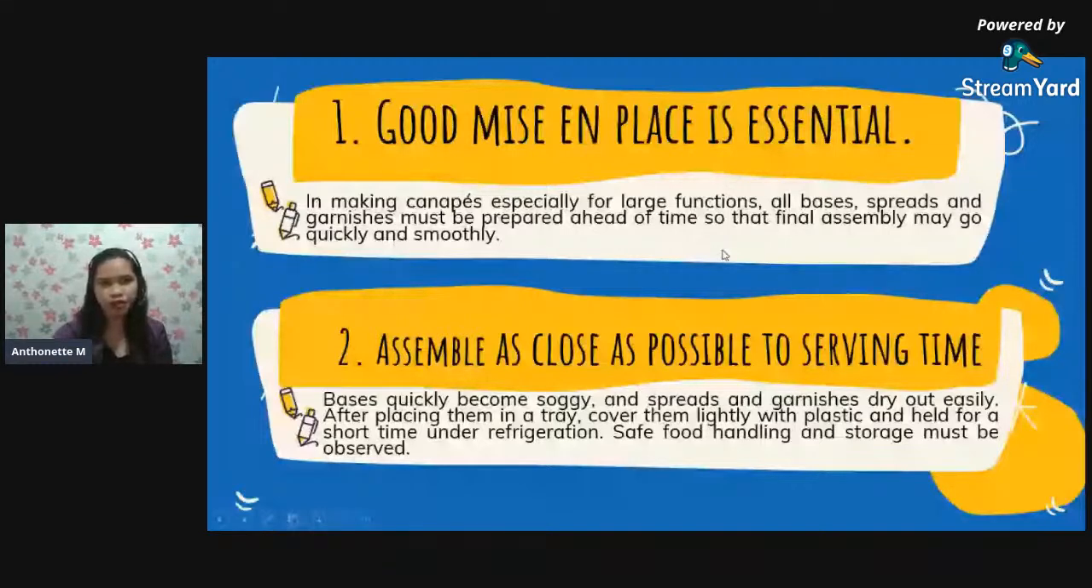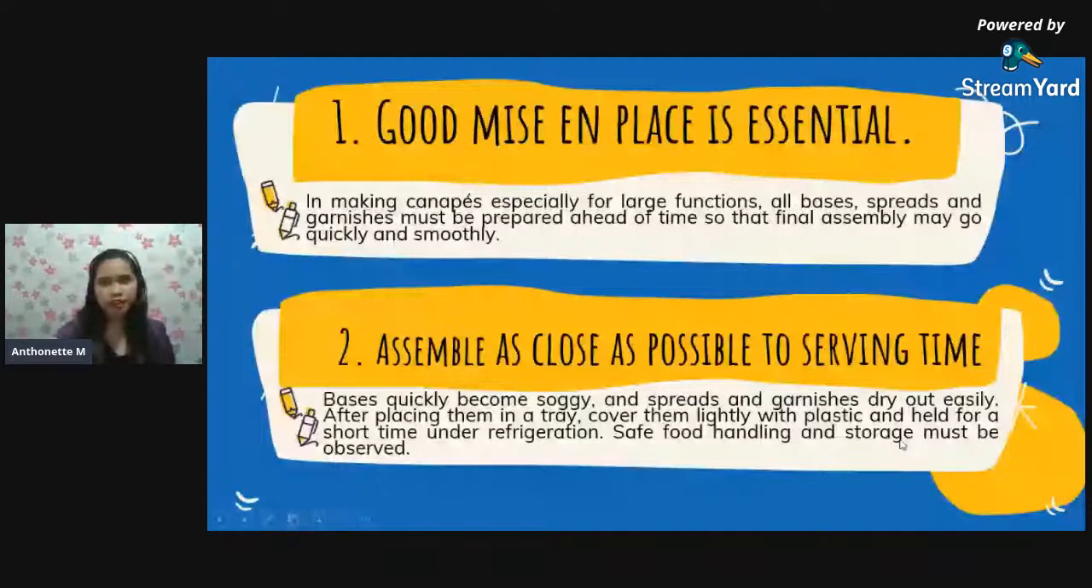Okay? So remember the word mise en place. Number two is assemble as close as possible to serving time. Bases quickly become soggy and spreads and garnishes dry out easily. So after placing them in a tray, cover them lightly with plastic and hold for a short time under refrigeration. Safe food handling and storage must be observed.